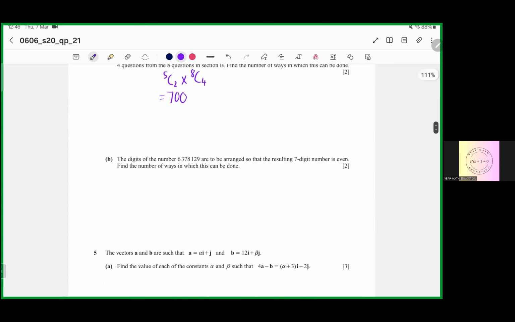Question B. The digits of the number 6, 3, 7, 8, 1, 2, 9 are to be arranged so that the resulting 7-digit number is even. Find the number of ways in which this can be done. Now the question is, when you arrange a 7-digit number that is even.